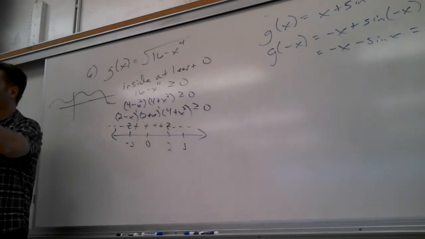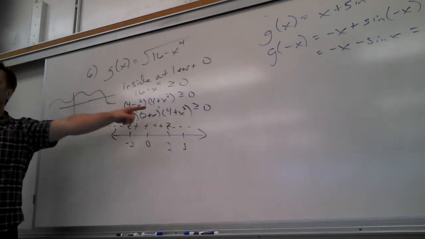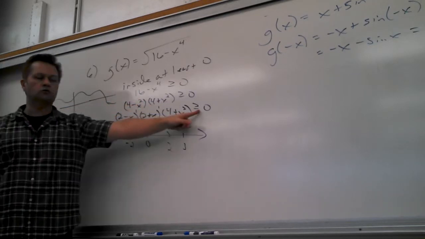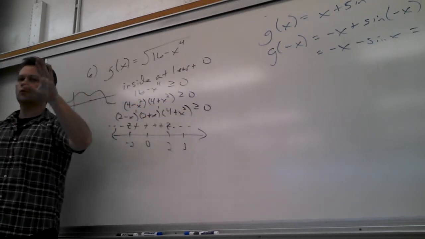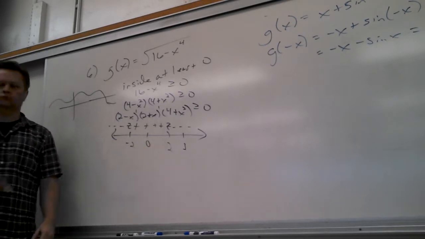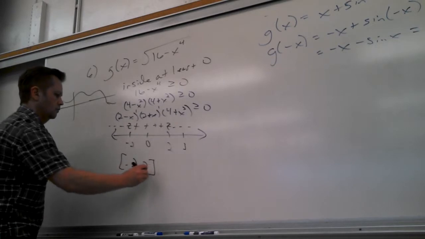But now I can answer the question. Look how easy it is to answer the question now. I didn't have to get any specific values, because all I care about is where the thing is positive or 0. So where's it positive or 0? From negative 2 to 2. Done.